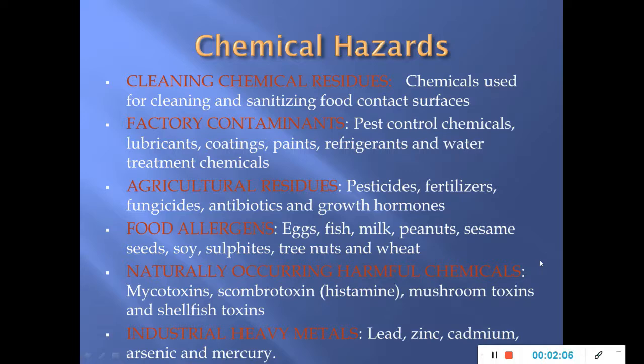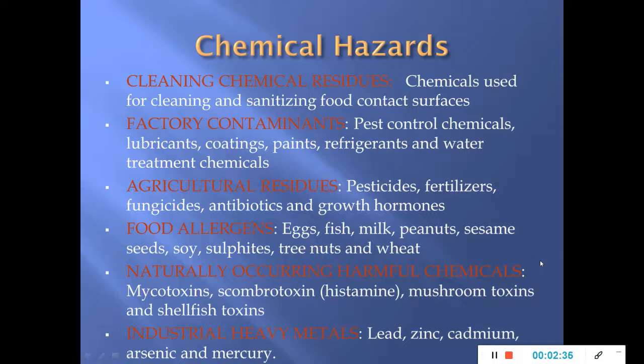We can see that agricultural residues such as pesticides, fertilizers, fungicides, antibiotics, as well as growth hormones which are applied to the food when it is being produced, could also enter into the food product. Now, it doesn't mean that all these chemicals like pesticides, fertilizers, fungicides need to be applied in the food industry which we are running.